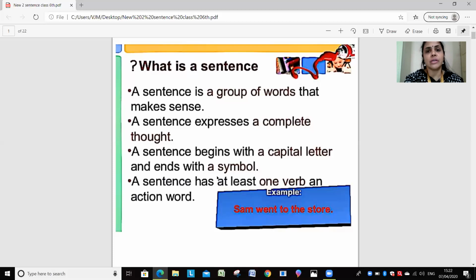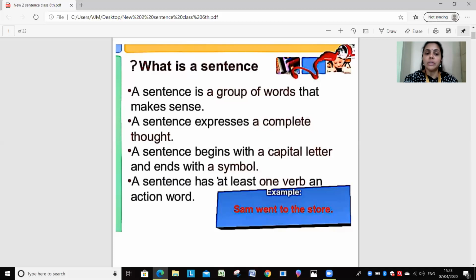And these three punctuations are full stop or a period. Full stop is also known as a period. Then an exclamation mark or a question mark. We all are aware about these punctuation marks, right? So these three punctuation marks are used to end a sentence. Which three? Number one, a period or a full stop. Number two, a question mark. Number three, an exclamation mark. So these three marks are used to terminate a sentence.